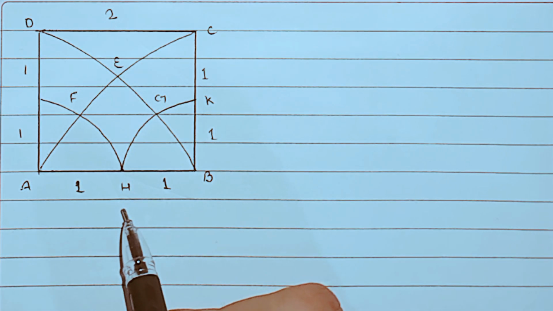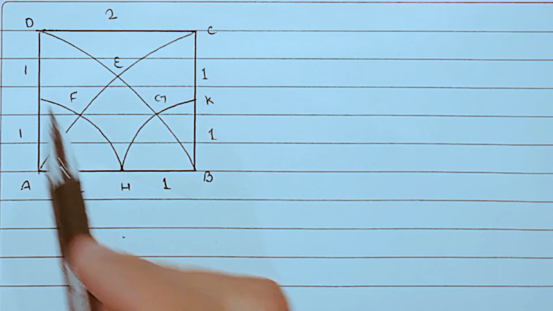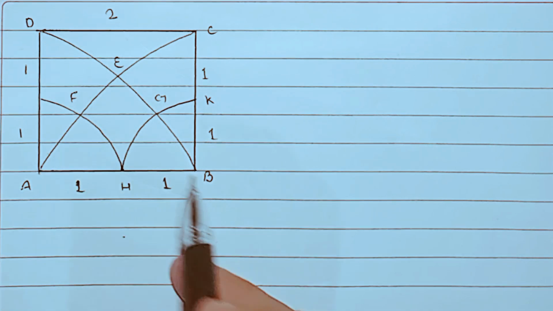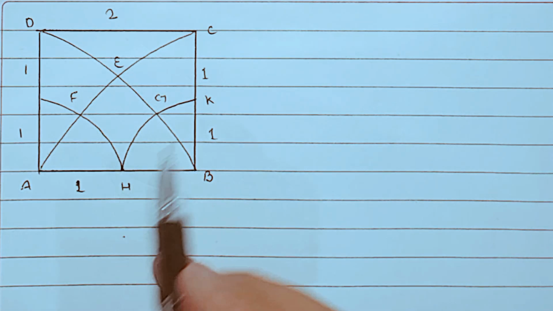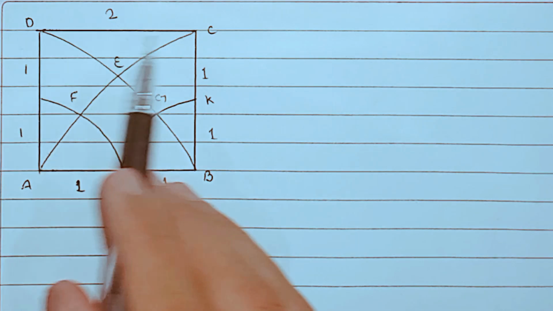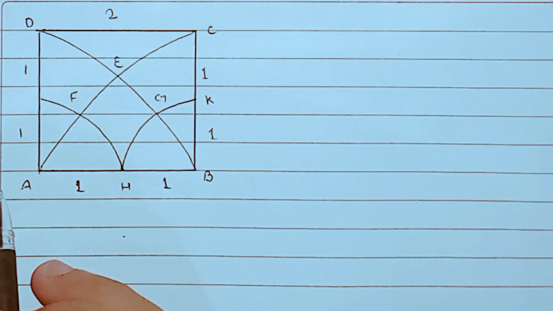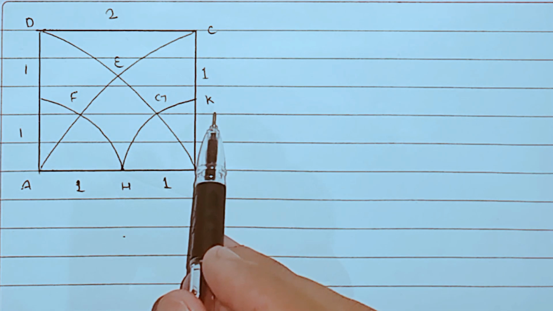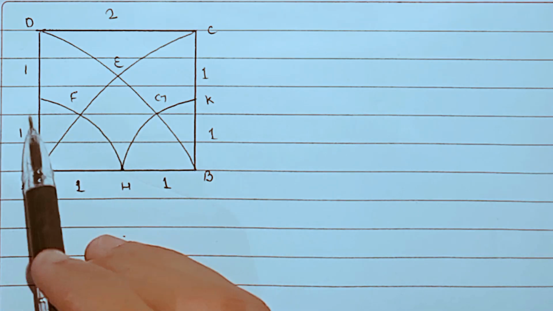Can you find the area of this part FEGH? Pause the video and try for yourself in 3, 2, 1. We have a square in which we have two quarter circles and two smaller quarter circles. We have the side of the square to be 2 units, and this point and this point are the midpoints.